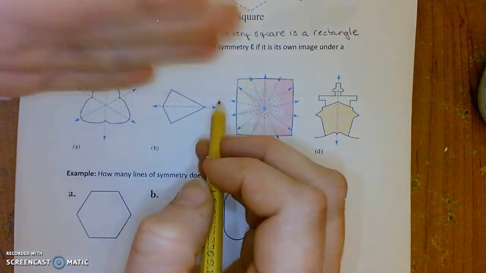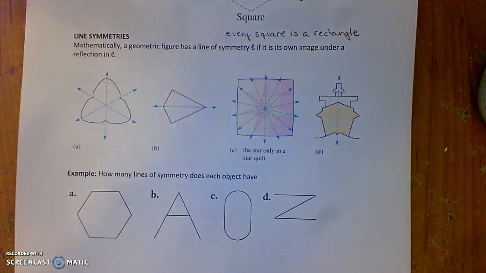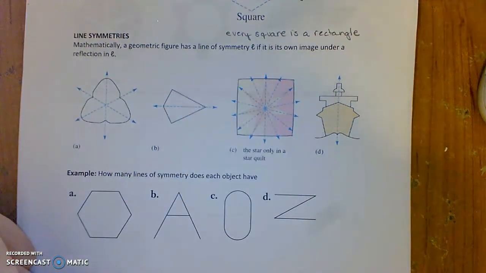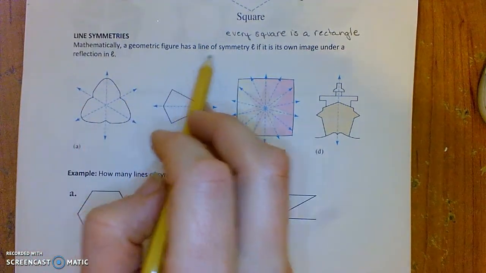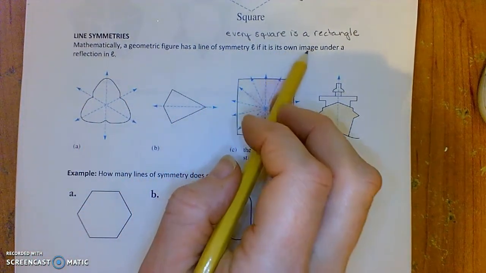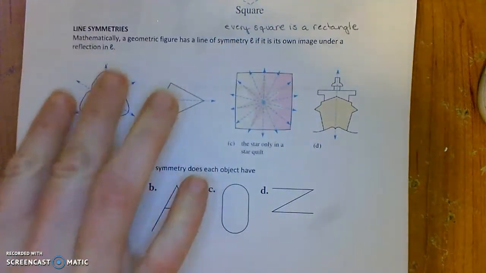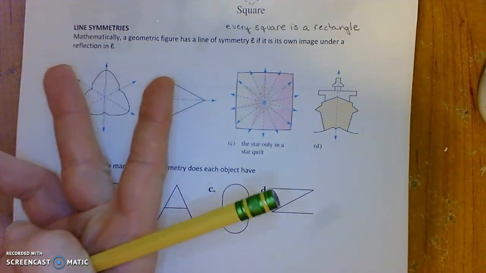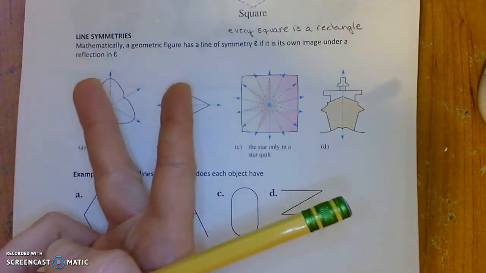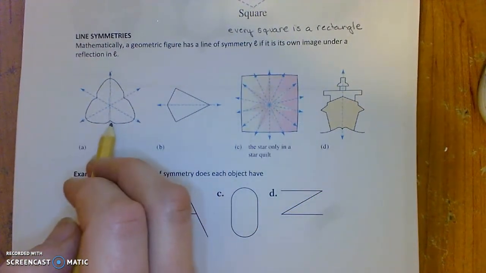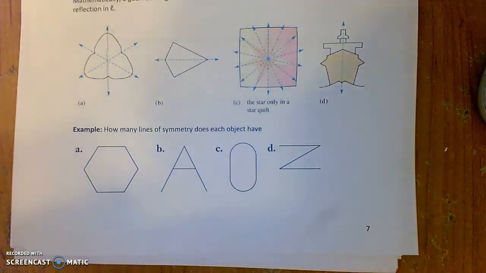You hold the mirror up against the line of symmetry so you can draw the other side of your object. So what we say is a figure has a line of symmetry if it is its own image under a reflection in L. So here's my line L. What you do is you take this object and you reflect it, keeping that line in place. And if you get the same object after that reflection, then you have a line of symmetry. Let's look at these examples.